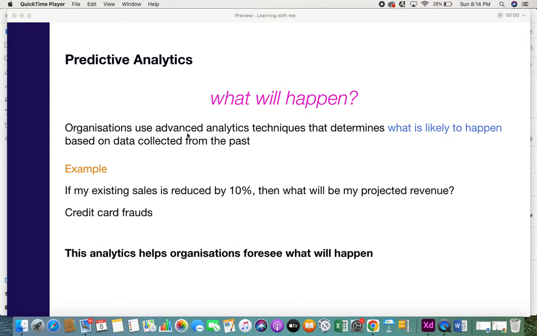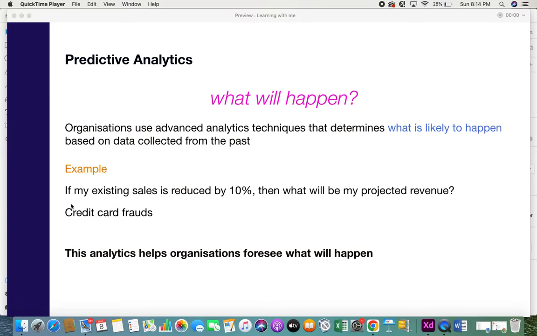Organizations use advanced analytical techniques that determine what is likely to happen based on data collected from the past. With past data, you can study it, identify patterns and trends in your data, and forecast something that would take place in the near future.